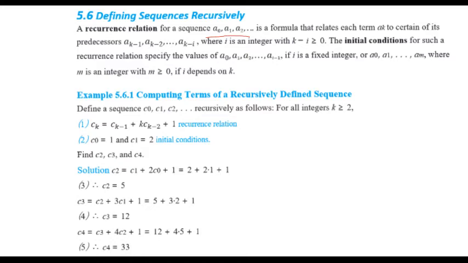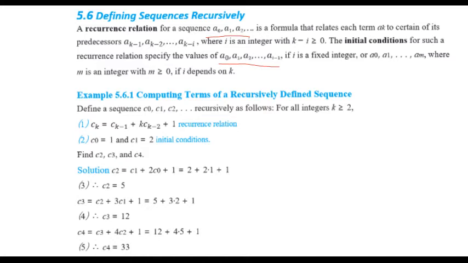So the initial conditions for such a recursive relation specify the values of a0, a1, a2, all the way to a sub i minus 1, which are basically the first i initial terms of the sequence a. So here we see an example of the book, example 5.6.1, which basically tries to compute the terms of a recursively defined sequence.